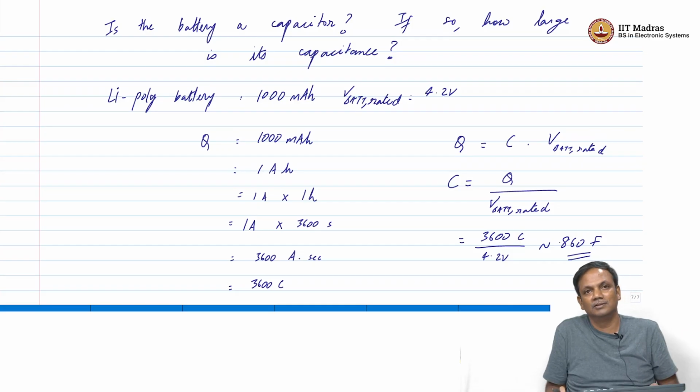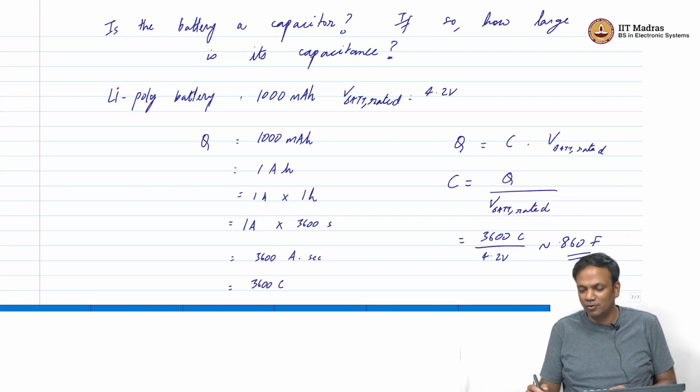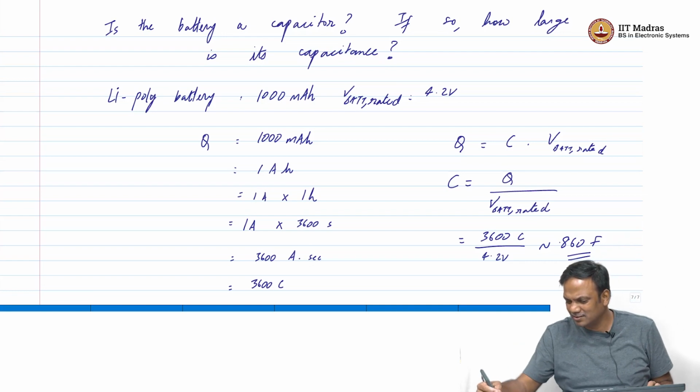Now let me go back to the time constant. That time constant was what? It was RC, right. So, if I had 1 ohm, that means that my time constant is now 860 seconds, almost 15 minutes. That is the time constant for that battery. Now, that resistance is not going to be 1 ohm. So, let us talk about that resistance also for a bit.